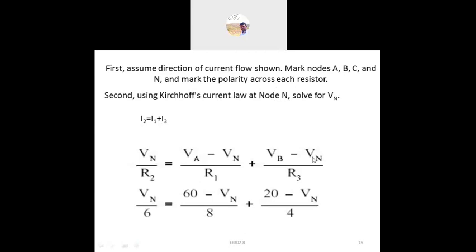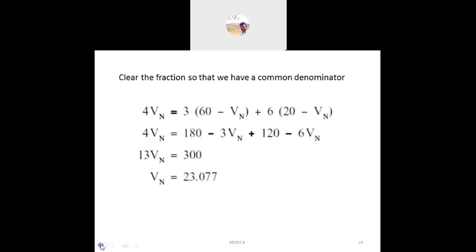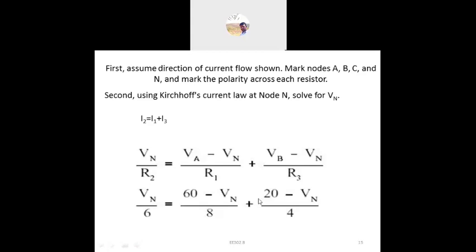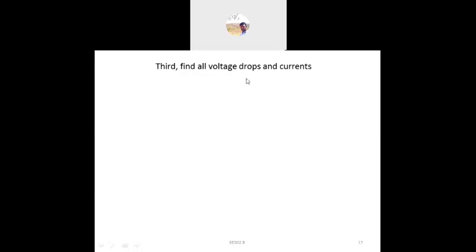Next, the voltage across the resistor R3. So we are substituting this, and here we get the fractions. From that, 4Vn, by solving this fraction, we get 4Vn is equal to 3 into 16, and here we get 6 into 20 minus. By solving, we get the node voltage, that is 23.077.